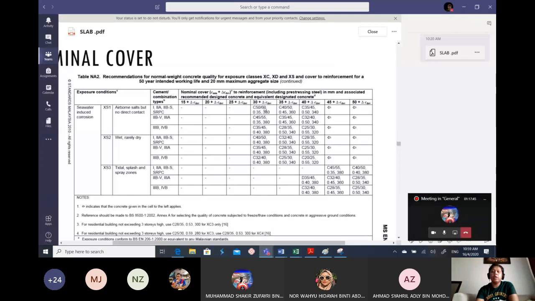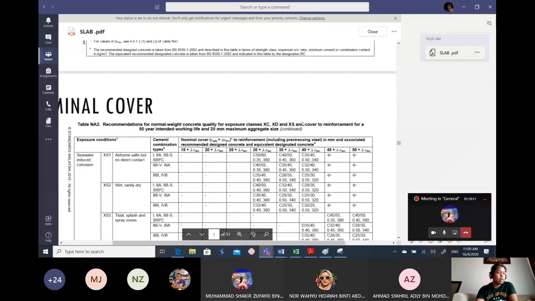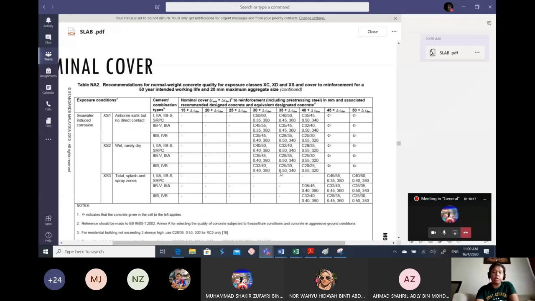Itu kalau grade C50 to 60. Okay, kalau grade konkrit dia 35, dia lagi tebal sebenarnya. Kalau dia grade 30, you boleh tengoklah berapa. Grade 30 you boleh guna this table. Kalau dia grade yang ada dekat sini, you boleh tengok this table, you boleh terus dapatkan berapa your pinjaman under cover kalau you malas nak kira manual.